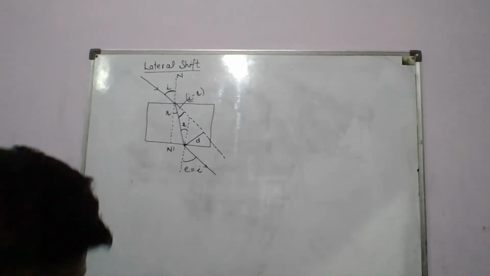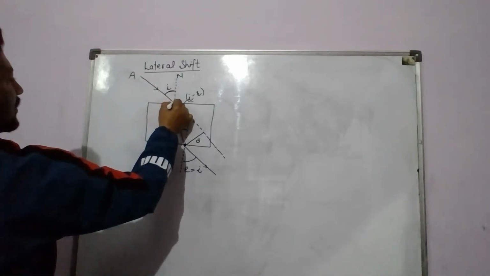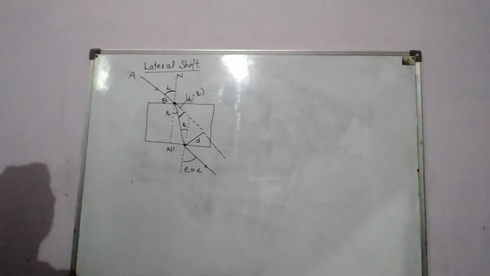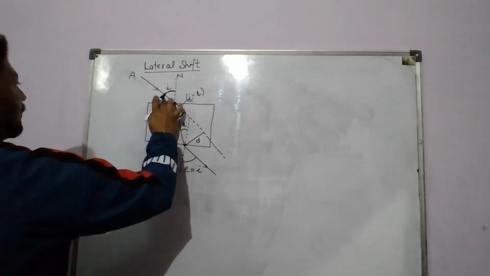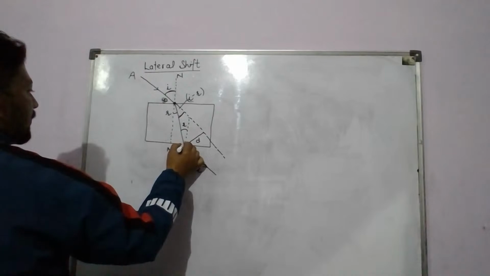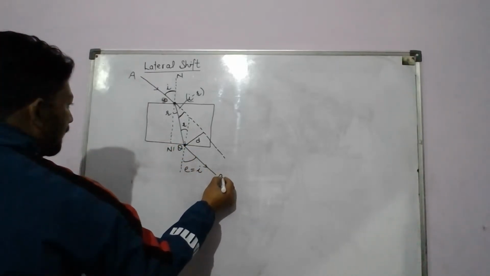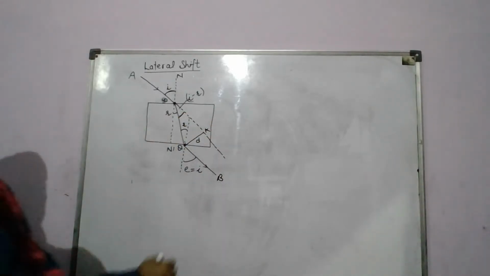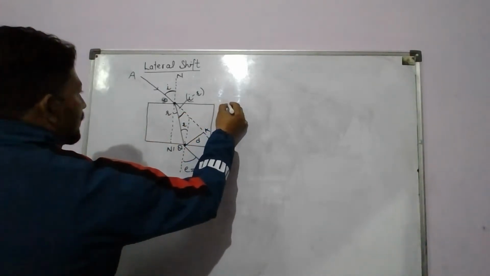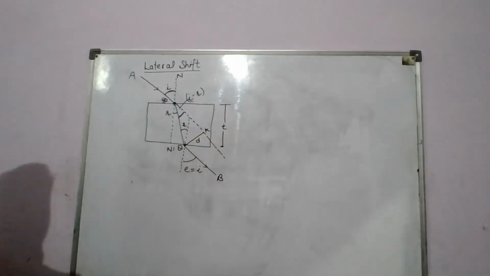This is your point A. This point is Q, and O. This point is Q, and this point is B. This point is K. And the thickness t of the glass slab. So how do we solve this?